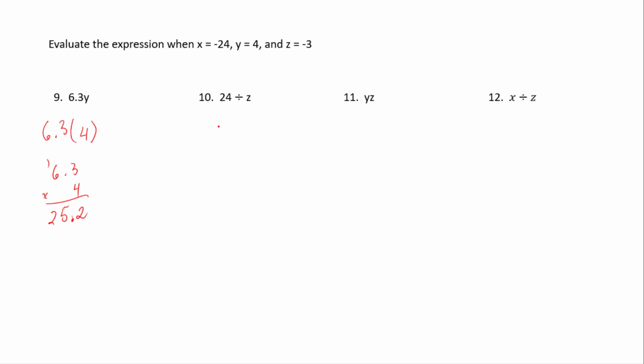Number 10, 24 divided by z. Z is negative 3. Signs are different in division, so it's a negative result. 24 divided by 3 is 8.